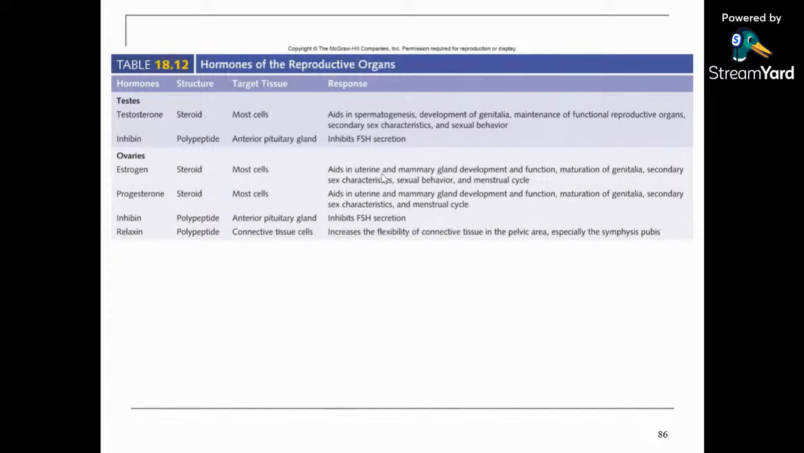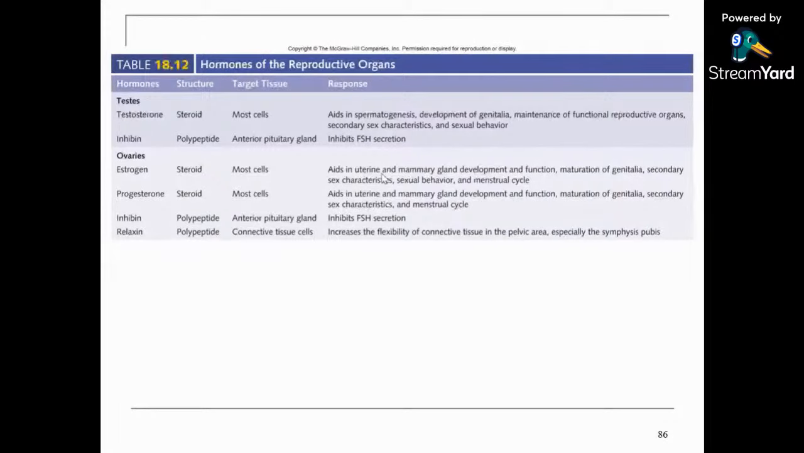Ovary also releases inhibin, which is polypeptide in nature, and its target tissue is anterior pituitary gland, inhibits follicle stimulating hormone secretion. Relaxin is also released from the ovary, which is also polypeptide in nature, mainly works on connective tissue cells, increases the flexibility of connective tissue in the pelvic area, especially in the symphysis pubis.